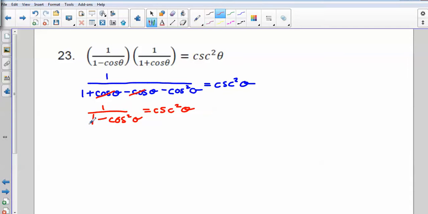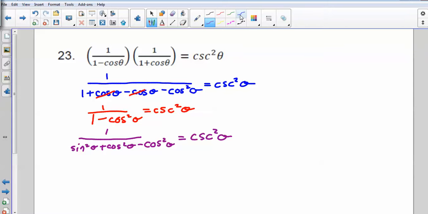Okay, so it's this 1 in the denominator that I want to replace. So I have 1 over, and instead of this 1 right here, I'm going to put sine squared theta plus cos squared theta. And then bring down this minus cos squared theta. And still bring down your right side.